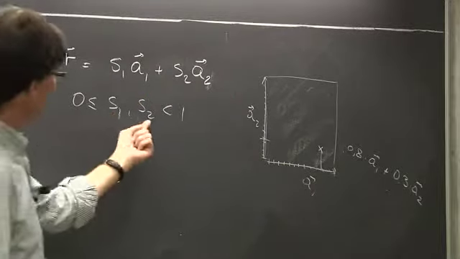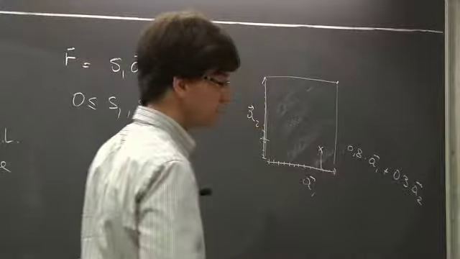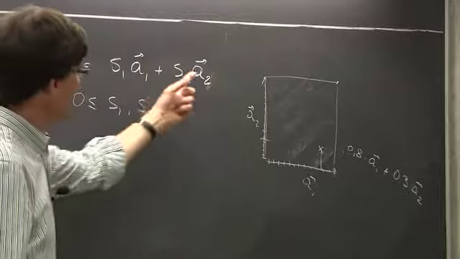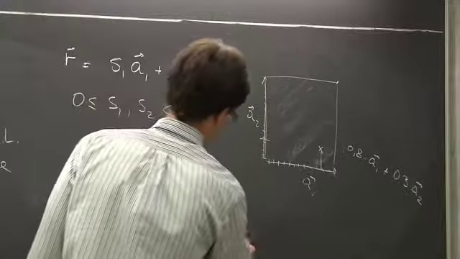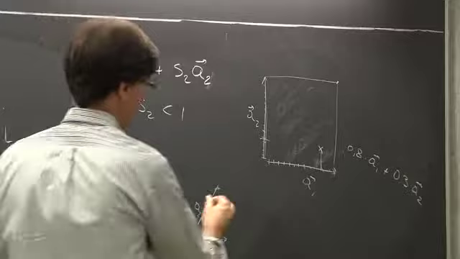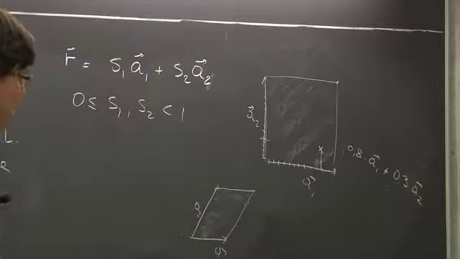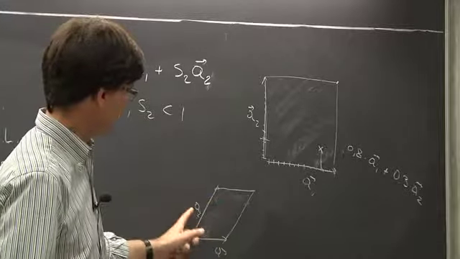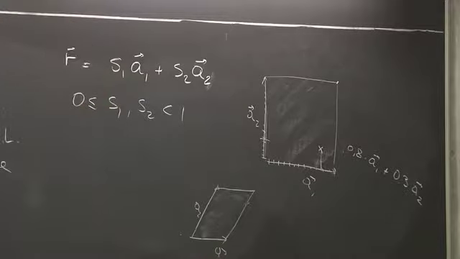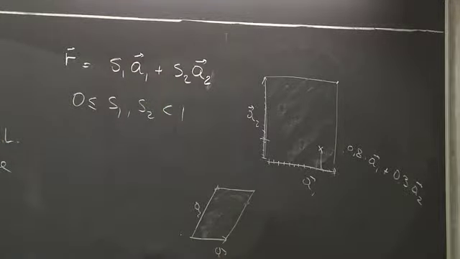If S1 and S2 are both 1, I will end up here, right? It's A1 plus A2. By the way, if A1 and A2 are not orthogonal, then what I'm identifying is this region, right? It's the region made of the sum of fractions of A1 and A2. At most, it can be A1 plus A2, which is this point. All the other points are fractions less than 1 of the two vectors.